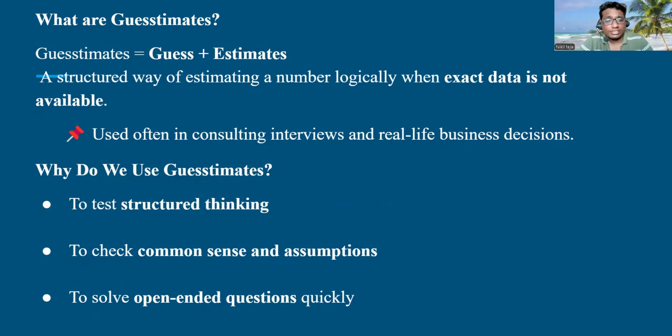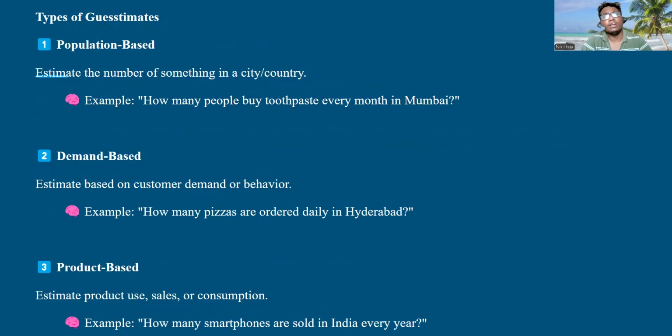So why do we use guesstimates? First, to test structured thinking. We can grow structured thinking and logical reasoning with the help of guesstimates. Second, to check common sense and assumptions. It's quite intuitive. The third point is to solve open-ended questions quickly and as intuitively as possible. You can understand by reading the lines. This is the reason why we use guesstimates, and let's see the different types of guesstimates.